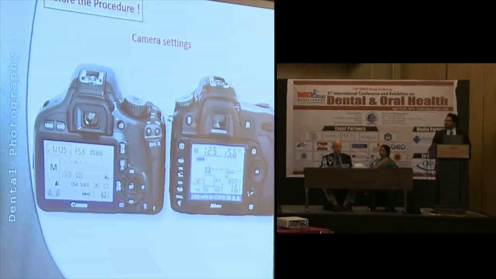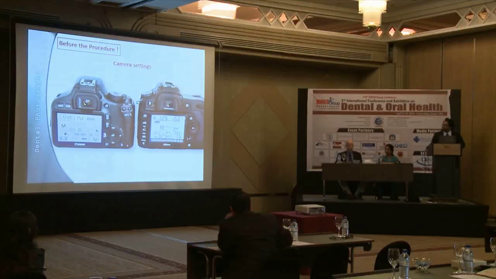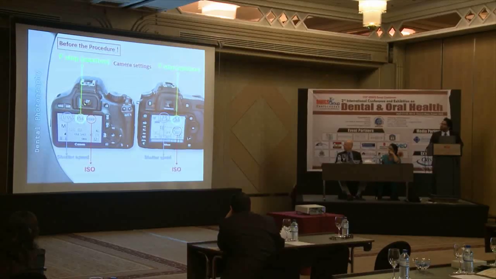And about the settings, I will give you a brief idea about the main numbers that you need to know about. This is called the ISO, here in the Nikon and here in the Canon. And that's the shutter speed. And that's called the f-stop. I will tell you what numbers you should use. They are fixed numbers that you do not have to change.